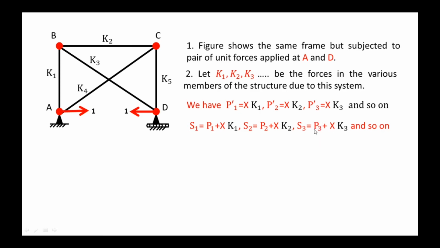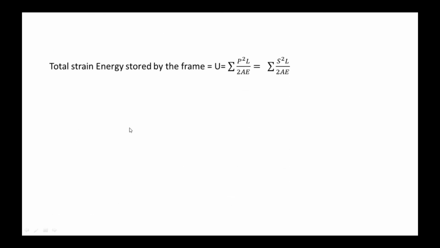So P3 and K3 are easily calculated, but our aim now is to find X. If we get the value of X, we can find the value of S1. So here, the total strain energy stored by the frame that we have seen, U, is equal to the summation of P square L by twice AE.